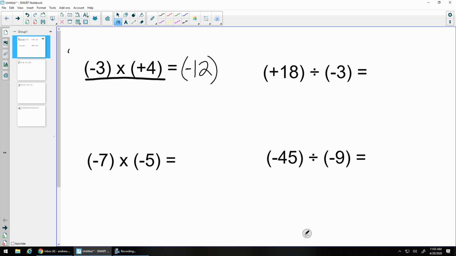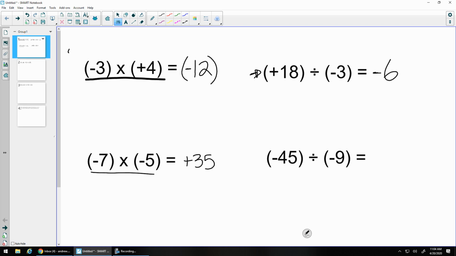Okay, so over here, I have positive 18 divided by negative 3. Well, I know that 18 divided by 3 is 6. There's a positive and a negative, so the answer is negative. Here I have negative 7 times by negative 5. 7 times by 5 is 35. And a negative times by a negative gives me a positive, so my answer is positive 35.